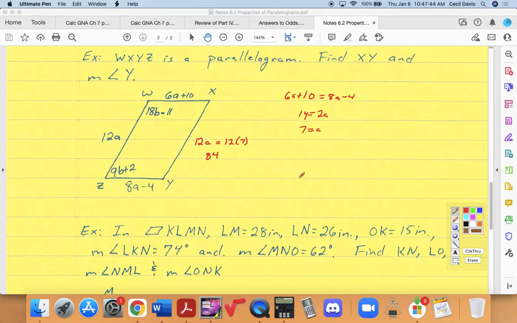I thought it said 12 times 2. It's still not 21. I said 24 after. Okay, so now let's see if we can find the measure of angle y.